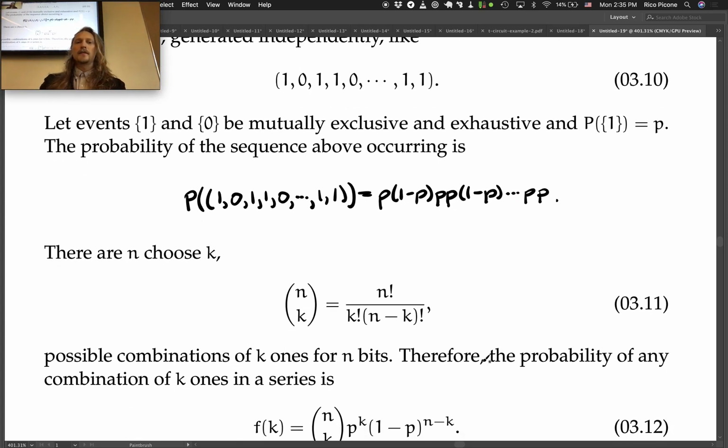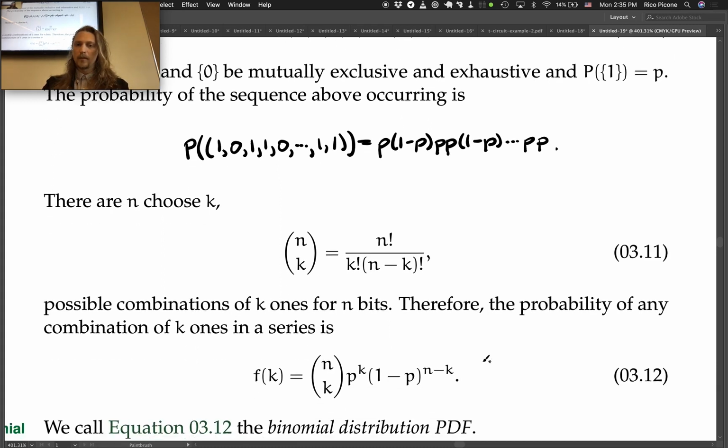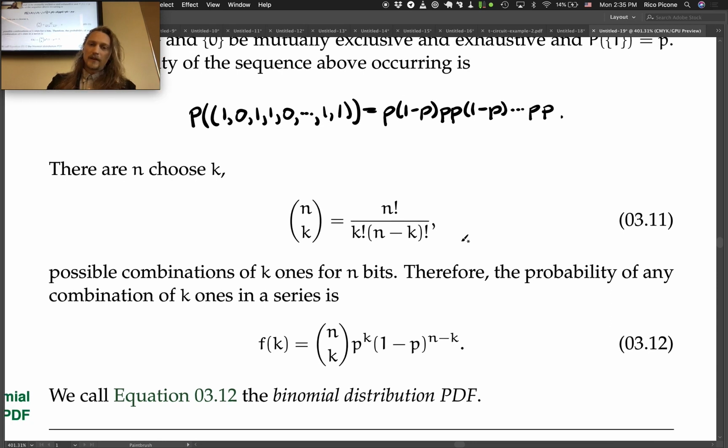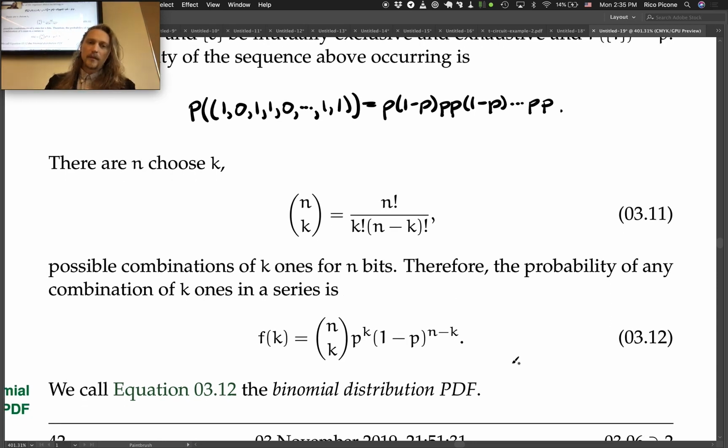There are n choose k possible combinations of k 1s for n bits. You have probably all seen the choose function. So n choose k, using the factorial there, gives the possible combinations of k 1s for n bits.